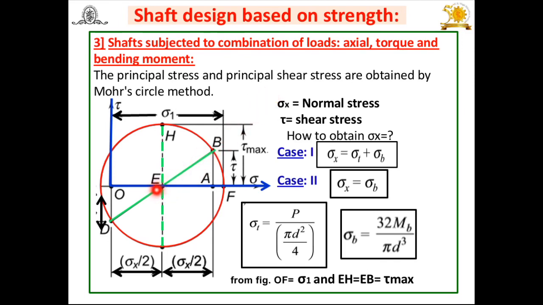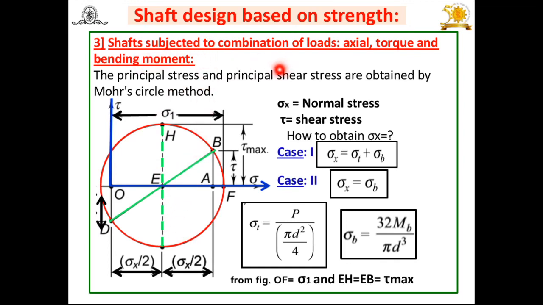Again, consider the triangle EAB. Again, EB is the hypotenuse. That means EB square is equal to EA square plus AB square. Again, EA means (sigma x by 2) square plus AB means tau square is equal to EB square. So you will get the maximum shear stress. That is, EH is equal to EB. By using this, we can easily find out the stresses, that is principal stress and principal shear stress, by using the Mohr circle. Now here, how to use this principal stress and principal shear stress?